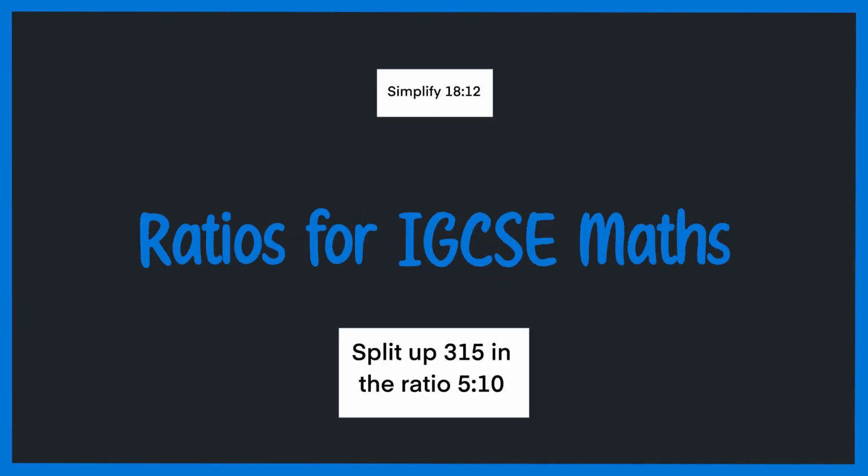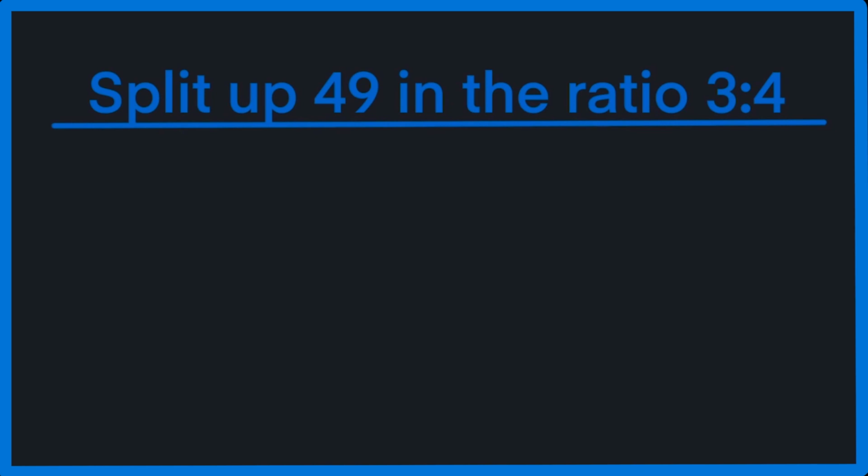This is the easiest way to do ratios for iGCSE maths. Alright, so in order to do this question, what we have to do is add up what we are splitting our ratio into. In this case, we're going to add up 3 and 4. So we know 3 plus 4 is 7. And we know we're trying to split up 49 into the ratio 3 to 4.